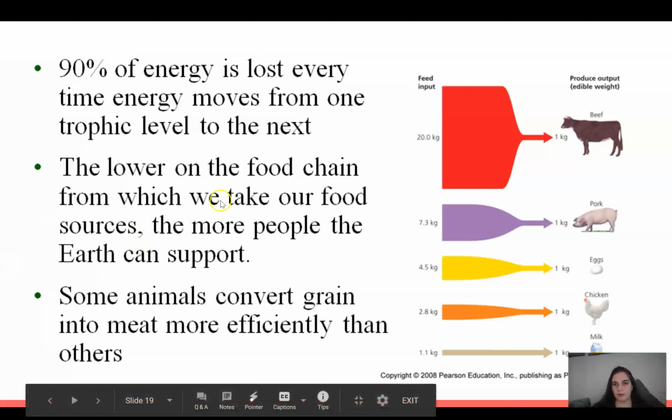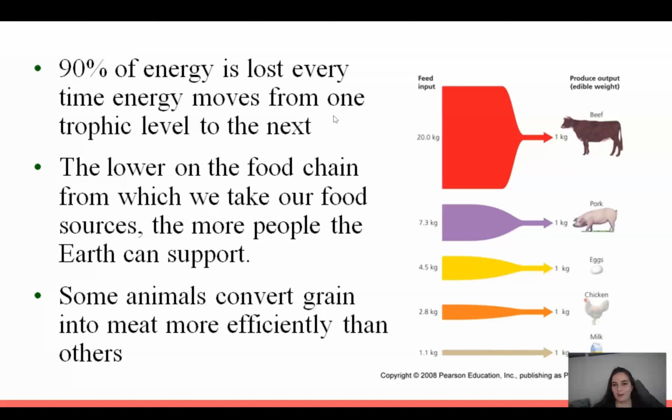So if you look over here at this graph, this is how much food is needed to produce an edible weight for that animal. So obviously you need tons of wheat, 20 kilograms, which is over 40 pounds, for 1 kilogram of beef. So that is tons and tons of grain that we're growing just to support beef, to eat beef. So much of our land goes to feeding the animals that we'll later eat, which I've talked about a lot.